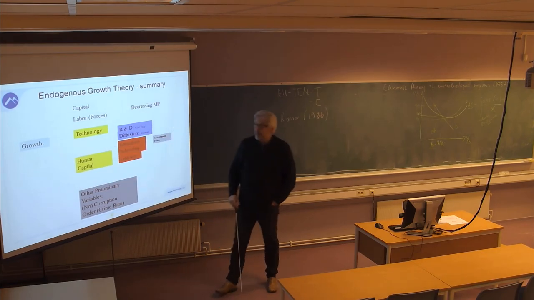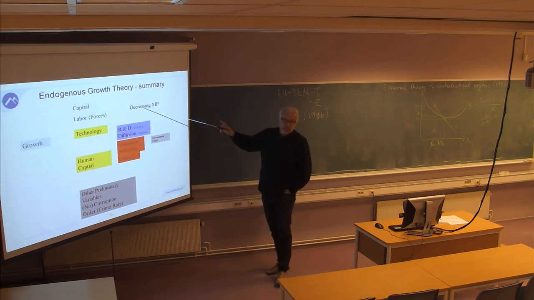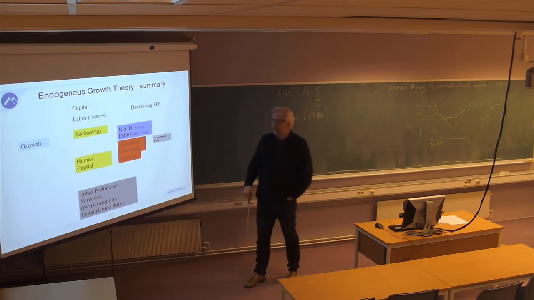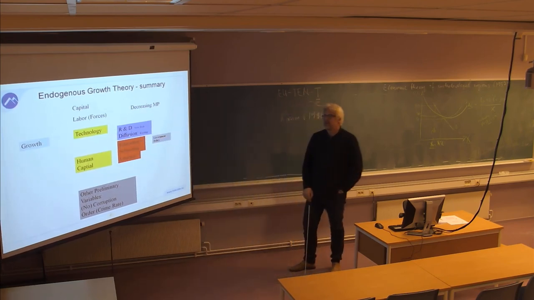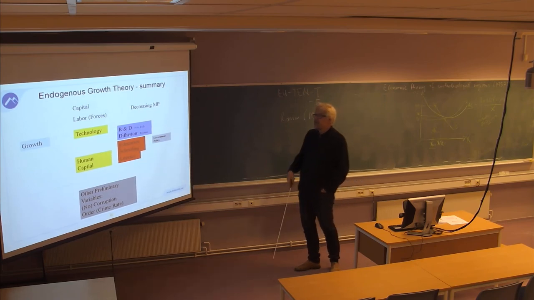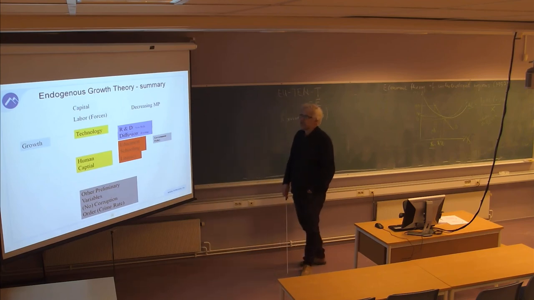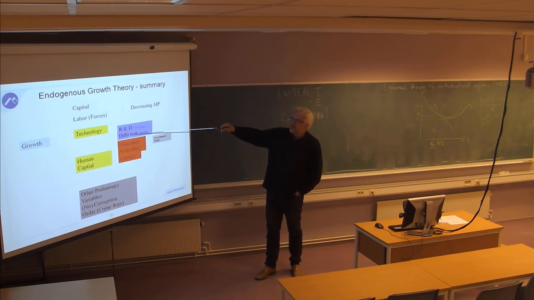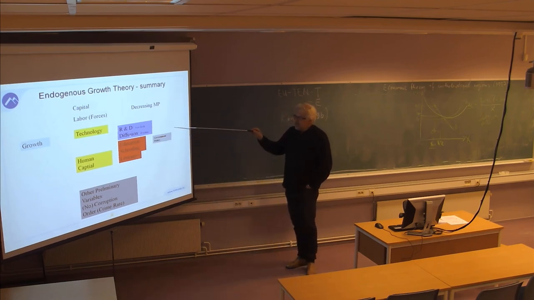This is a summary of this endogenous growth logic. Growth, in terms of economic growth. Determinants: capital, labor, which is a traditional component. Technology and human capital are then, let's say, the new type of explanatory factors that come from this theory. And other variables, which are more of a political nature. Underlying these are research and development, diffusion of knowledge, and schooling and education, again affected by government policy.